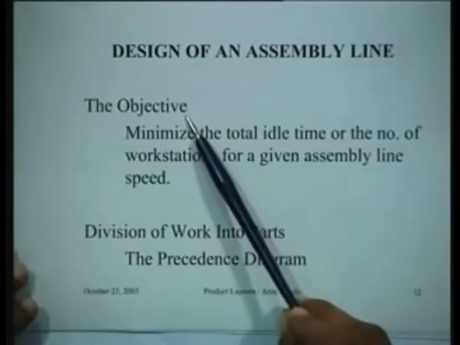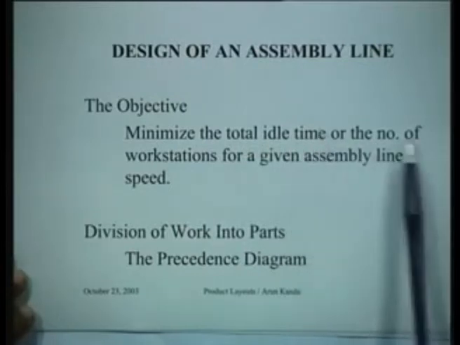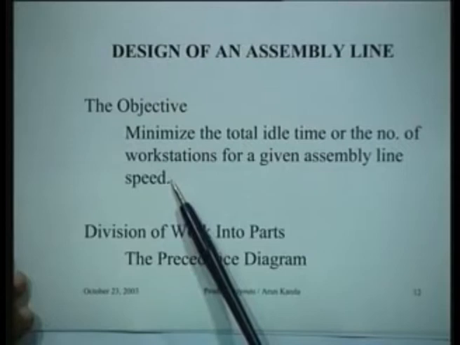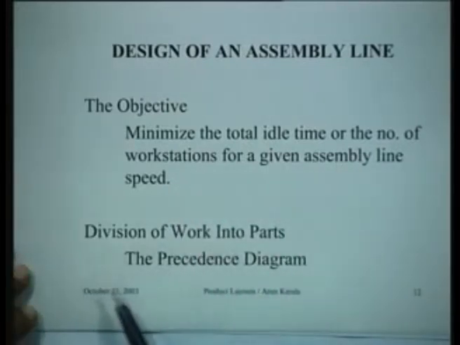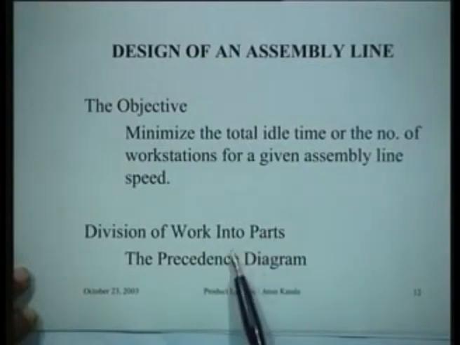What's the objective in the design of an assembly line? It is basically to minimize the total idle time or the number of workstations for a given assembly line speed. That's what we are trying to do. And the basic information that we have at our disposal in such a situation is that we are dividing the work into parts, and this division is known as the precedence diagram.